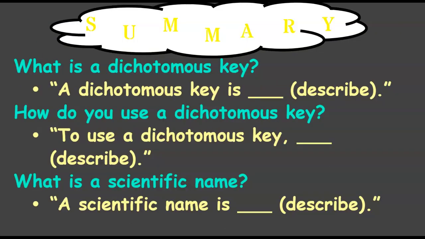All right, here's our summary. What is a dichotomous key? A dichotomous key is paired statements that help to identify an organism. How do you use the dichotomous key? You go in order, starting with number 1. What is the scientific name? It is the genus and species of an organism.